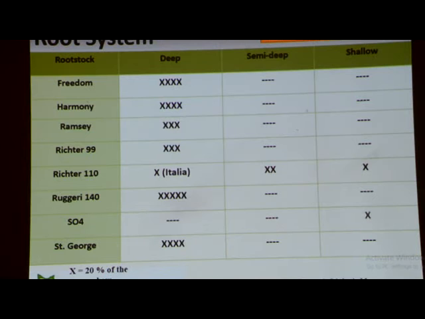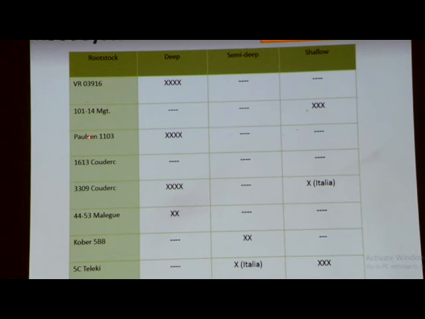Root system, we talk a lot about it. The depth of the root system in Freedom, Harmony, and Ramsay and Richter is very deep, and the other one, 101-14, is very shallow, etc.